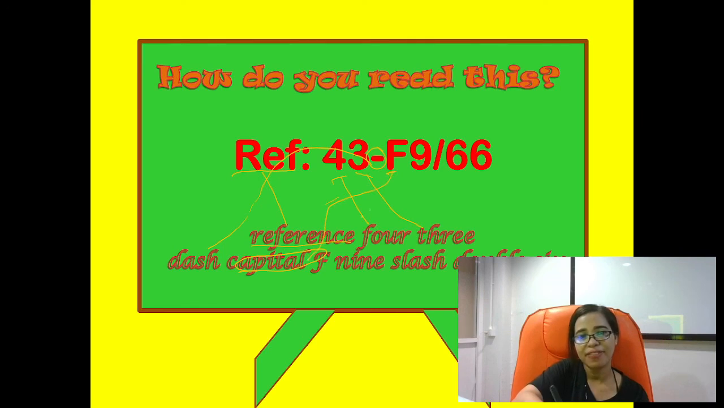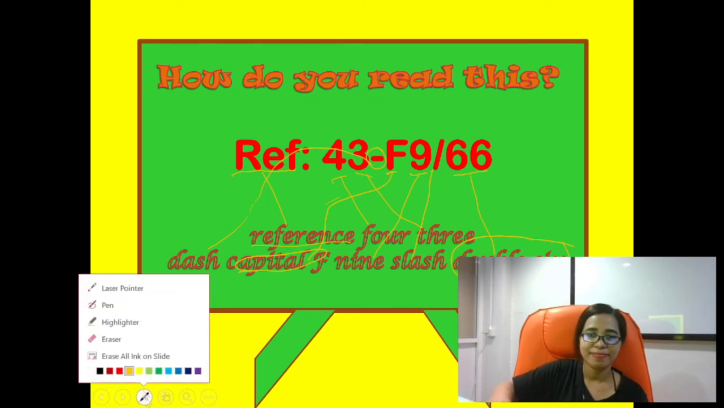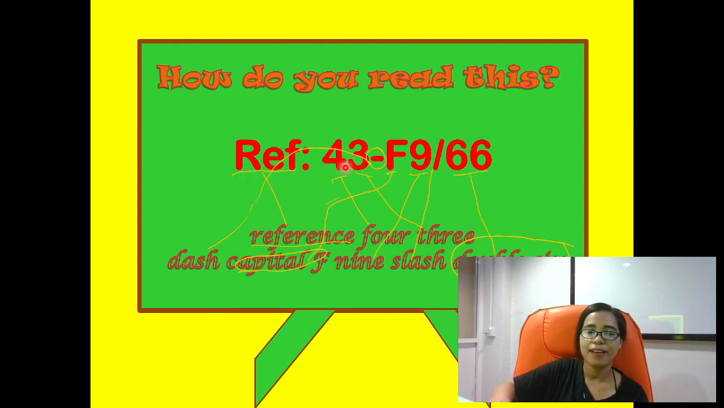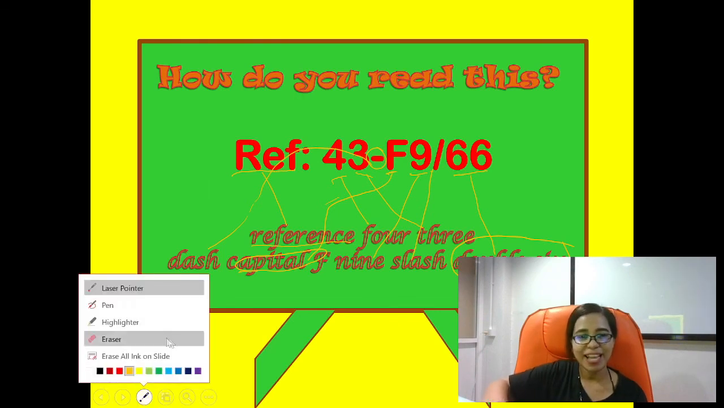Capital F. 9 slash double six. Okay, so there it goes. Okay, so let's read. Reference 43-F9/66. Okay, so be careful when you're reading numbers, okay? Please remember what we're doing right now because it is important to read the numbers properly. Okay, so next page.